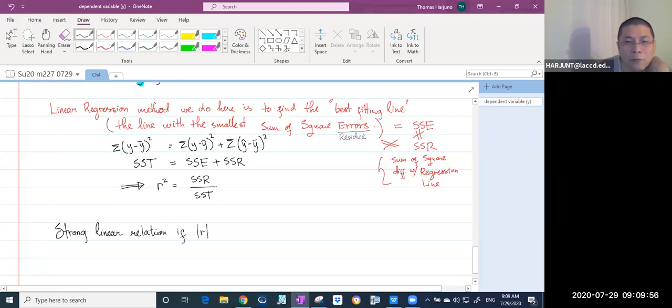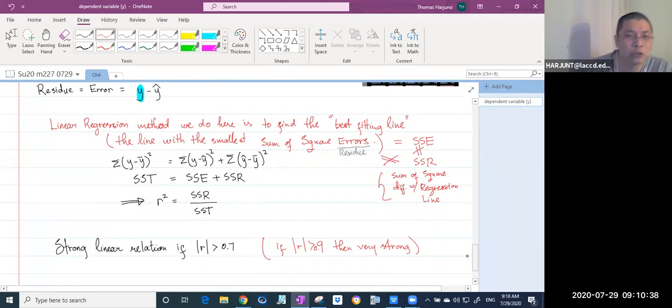if the magnitude of R, either positive or negative, so you take the absolute value, is greater than 0.7. Even though I prefer to say R to be greater than 0.9. If the absolute value of R is greater than 0.9, then we say that's very strong, to the point that it will beat all hypothesis testing later on. What I mean is, even if R is, let's say, 0.7, we still need to do hypothesis testing to see if there's any linear relationship, which I think we will see in chapter 13. But for now, we just take it on faith that if it is more than 0.7, there's a linear relationship.